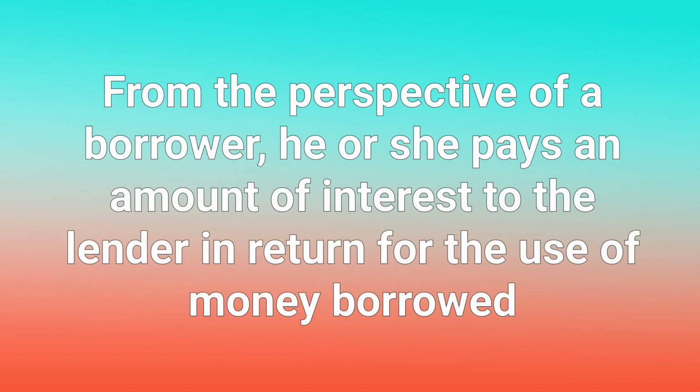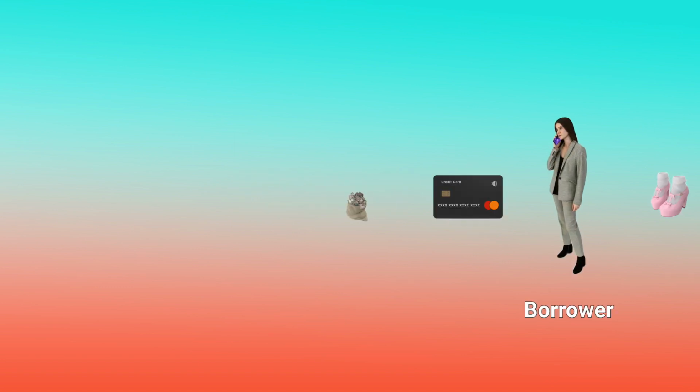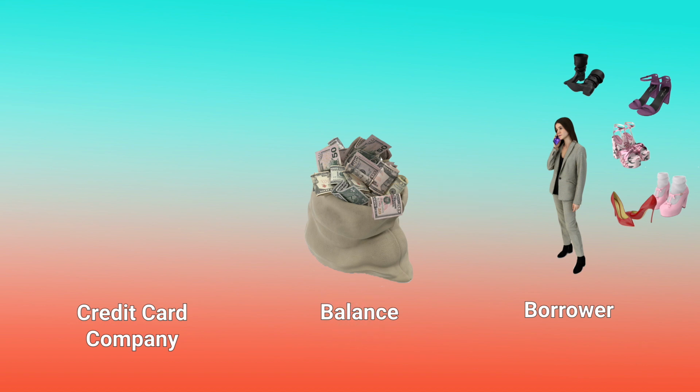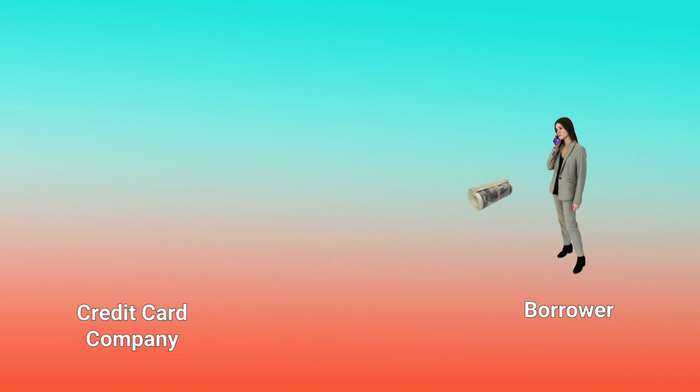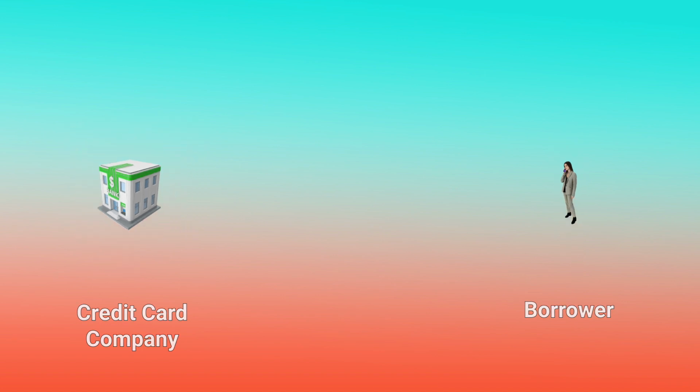From the perspective of a borrower, he or she pays an amount of interest to the lender in return for the use of money borrowed. For example, if Anna buys shoes on her credit card, she will create a balance outstanding on the card and will have to make interest payments on this outstanding balance. This normally happens every month and is the cost to Anna of having borrowed money from the credit card company.